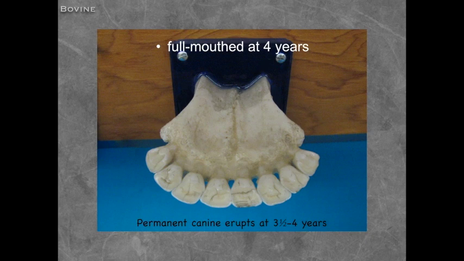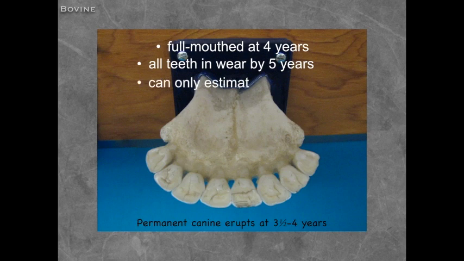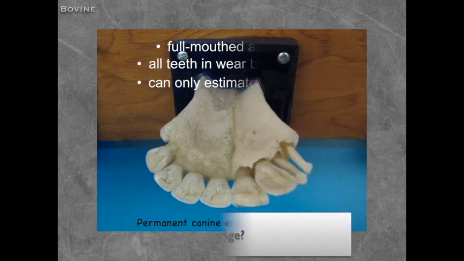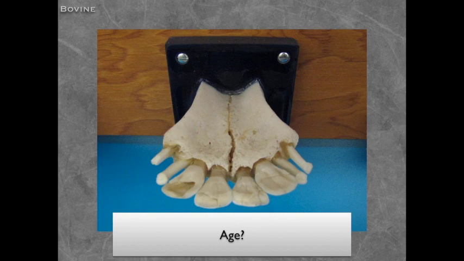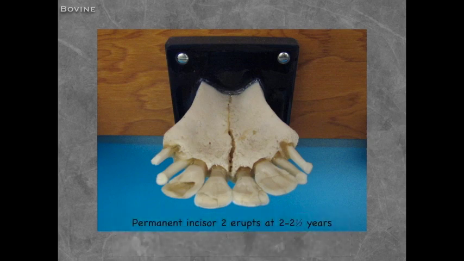All teeth in wear by 5 years. And we can only estimate above 5 years. I want to go back to something here. At this age here, we noted that it was 2 to 2.5 years. So if we put that in months, this is going to be 24 to 30 months. So aging cattle to 30 months is important in exporting internationally because of mad cow disease.